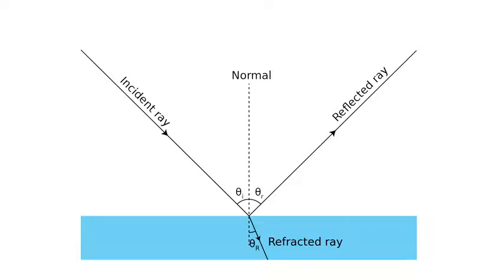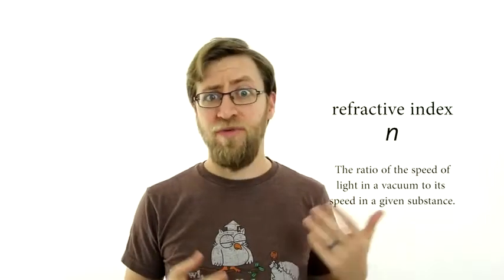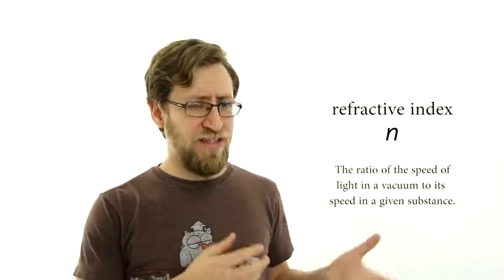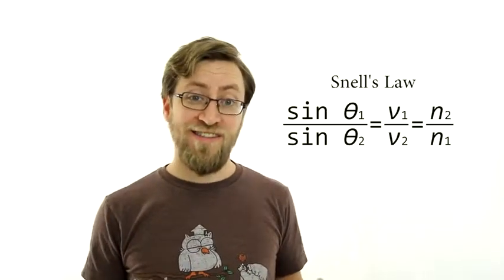When light hits a surface, the angle at which it hits it is called the angle of incidence, and the reflection comes back up with the opposite angle. And the refraction goes down through the surface and gets bent. How much it gets bent is determined by the refractive index of the substance that it's going into, and also the one that it's coming from. This is described by Snell's law.